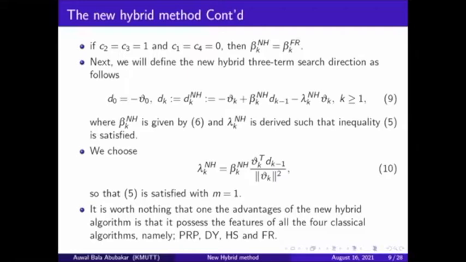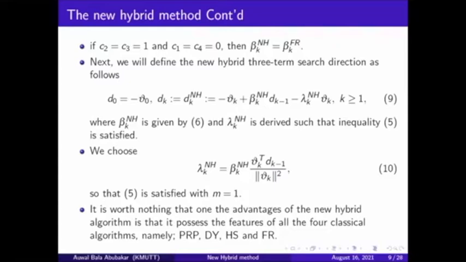We define d naught to be equal to minus theta naught, and dk equals dk nh, which is the new hybrid direction, given by 9. Where beta k nh is given by 6, as mentioned earlier, and lambda k nh is derived such that inequality 5, which I mentioned and is very important, is satisfied. After the derivation, we choose this spectral parameter to be equal to the CG parameter multiplied by theta k transpose dk minus 1, all over norm of theta k squared, provided the norm of theta k is not 0.